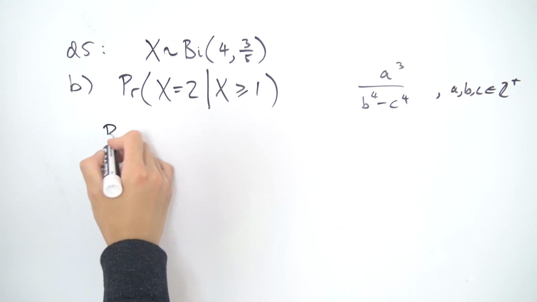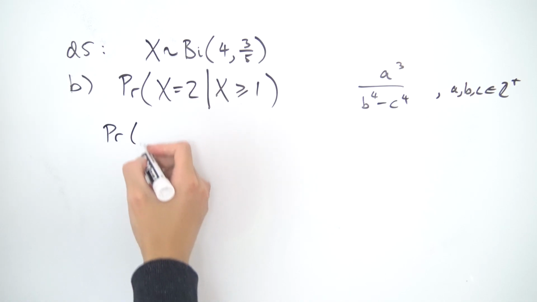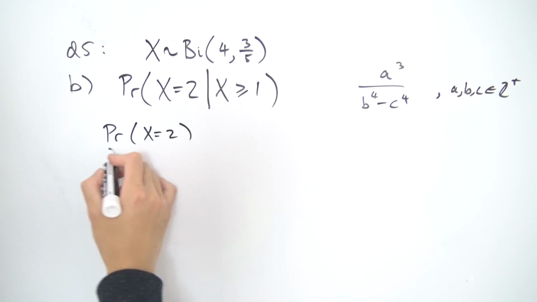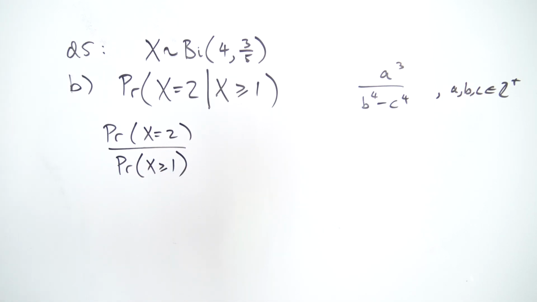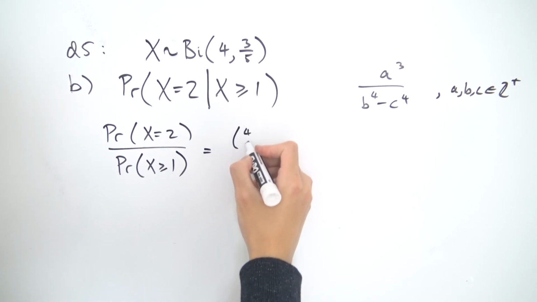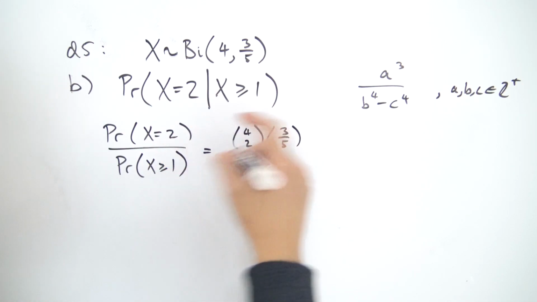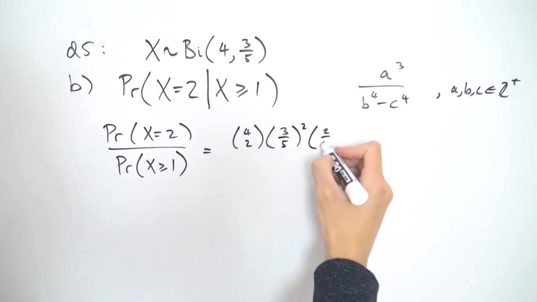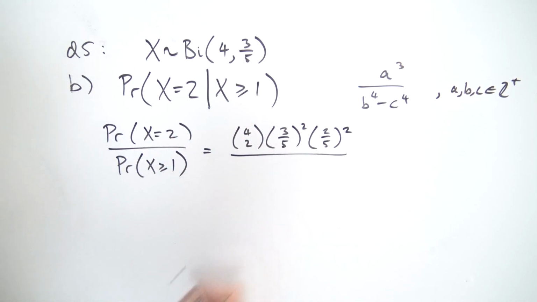So that's the probability that x is equal to 2 and it's greater than 1. And the only way for that to happen is x is equal to 2. And this is divided by the probability that x is greater than or equal to 1. Next, we can go through and use the binomial formula for each of these probabilities. So for x equals 2, we have 4 choose 2 times the probability of success raised to the second power times the complement probability raised to 4 minus 2, which is 2. And then divide this by.